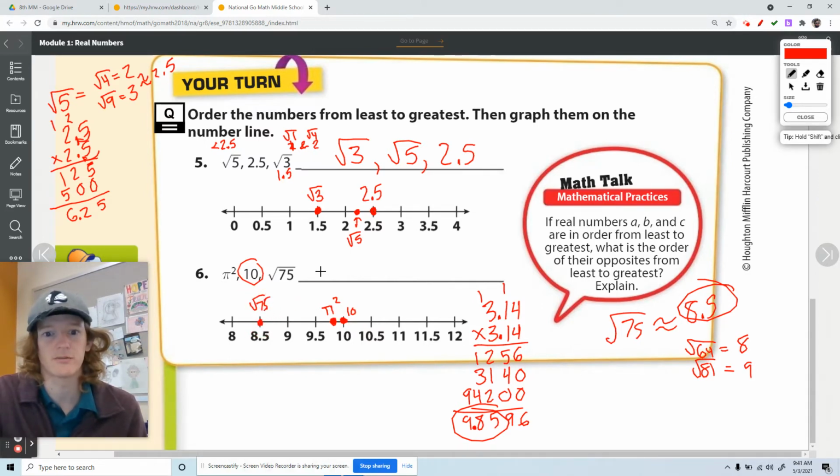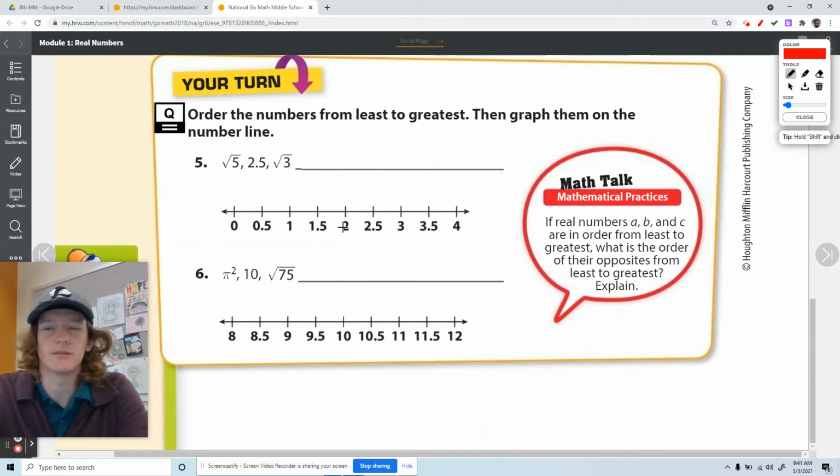So least to greatest, we have square root of 75. Let me rewrite that. Oh, whoops. Square root of 75. Then we had our pi squared right here. So this was pi squared. And then we have our 10.